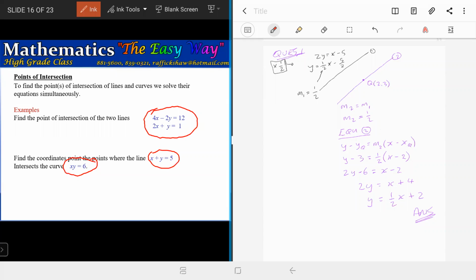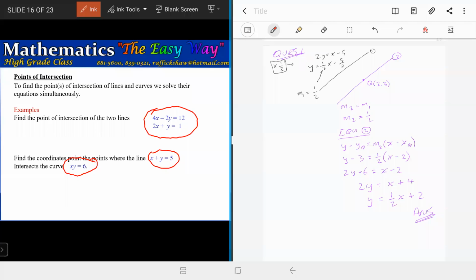Solving simultaneous equations of a line and a curve: you substitute the line into the curve and get 2 points. That's where you find points of intersection. You solve the equations simultaneously, so you have to be able to do that.